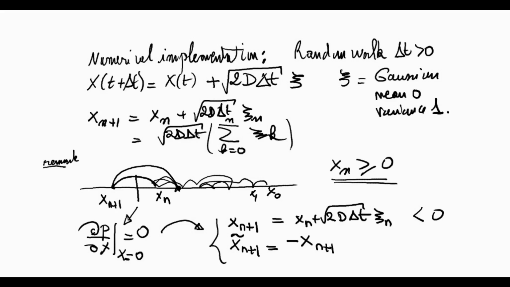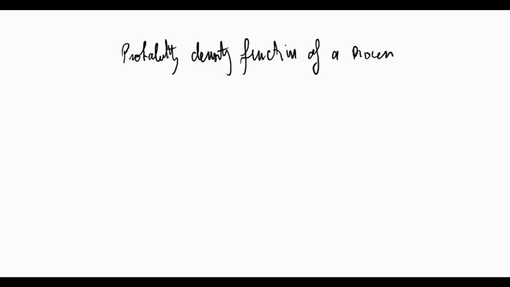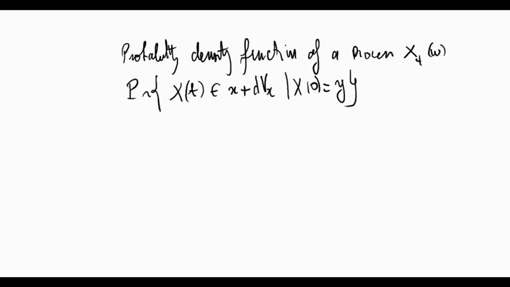Now let's discuss the probability density function in general. So the probability density function of a process X_t(ω). By definition, the probability that a process is located in a little volume around the position x, which we denote x + dVx, conditioned on the fact that it started at position y, this can be written as the probability to jump from y to x in time t multiplied by the volume element dVx. So this by definition is the probability density function.